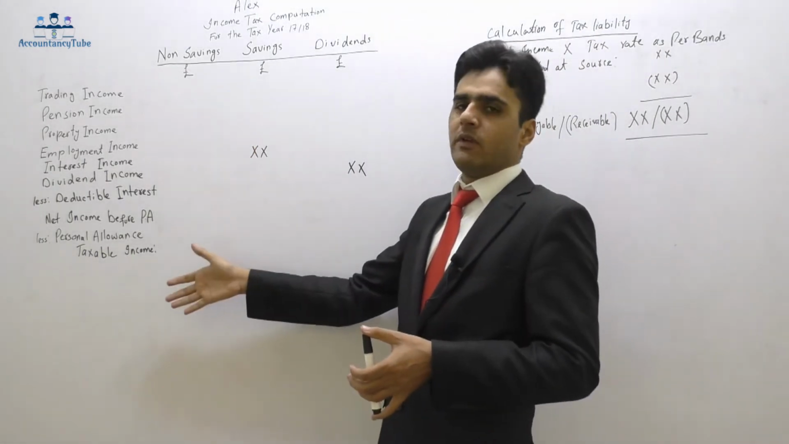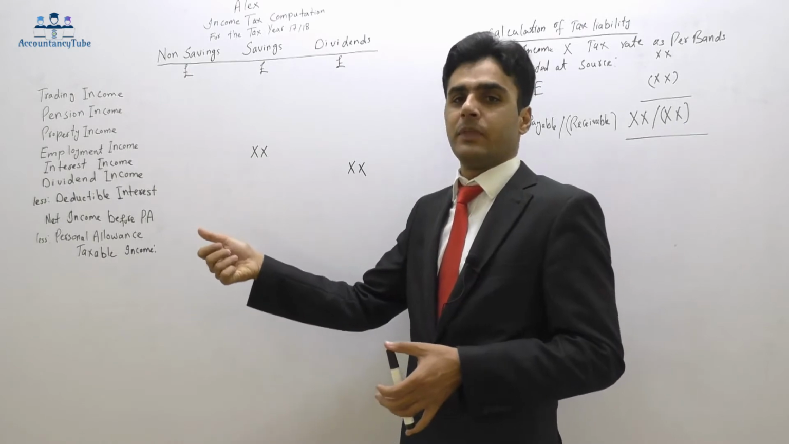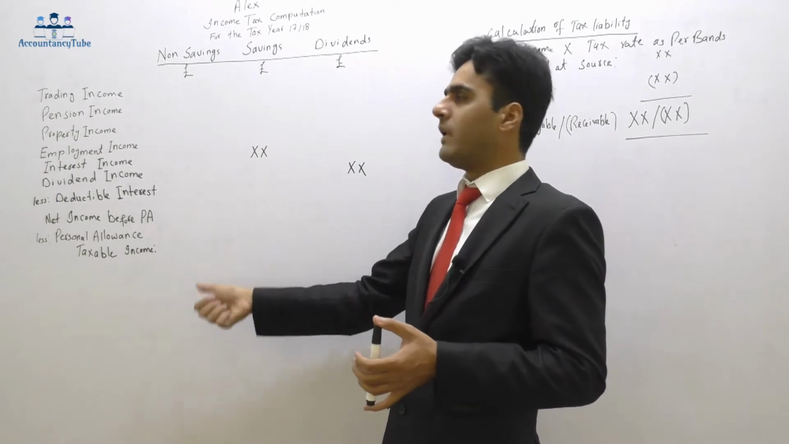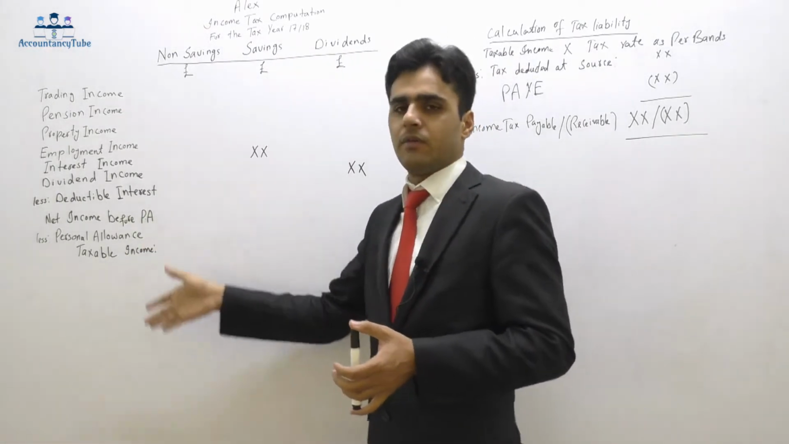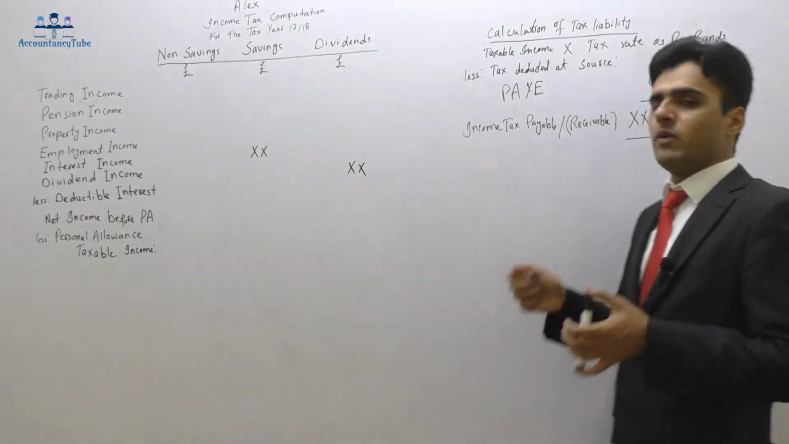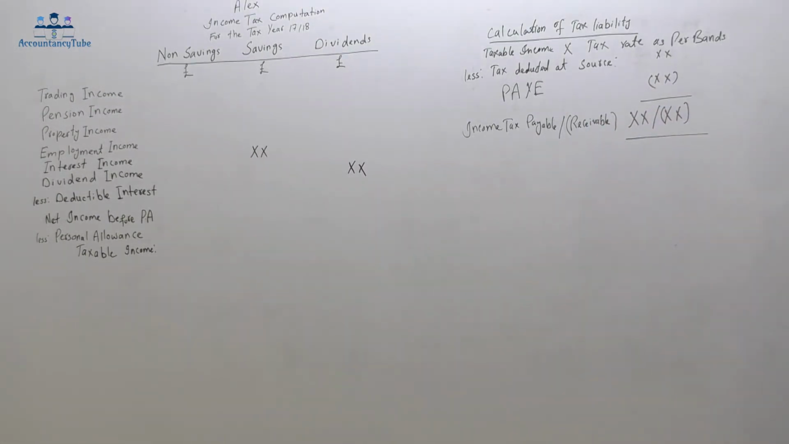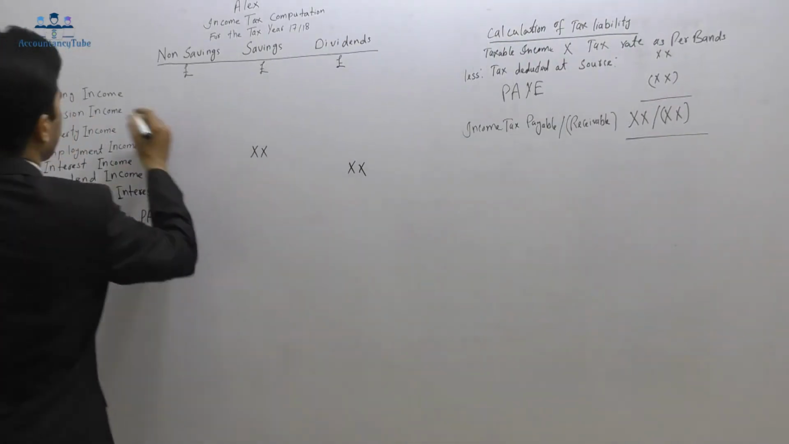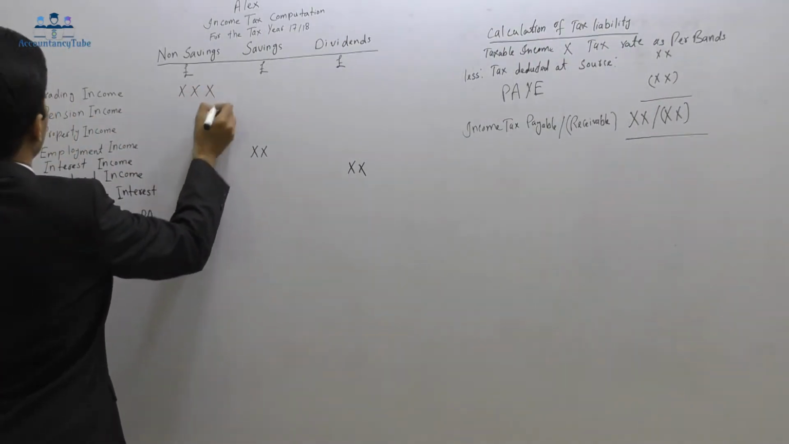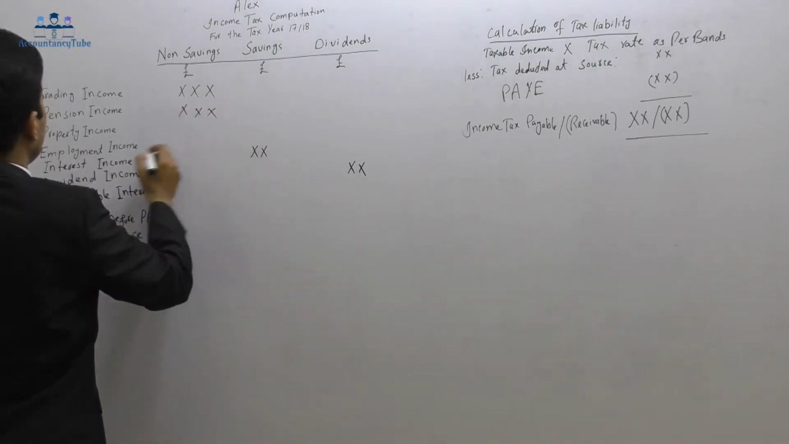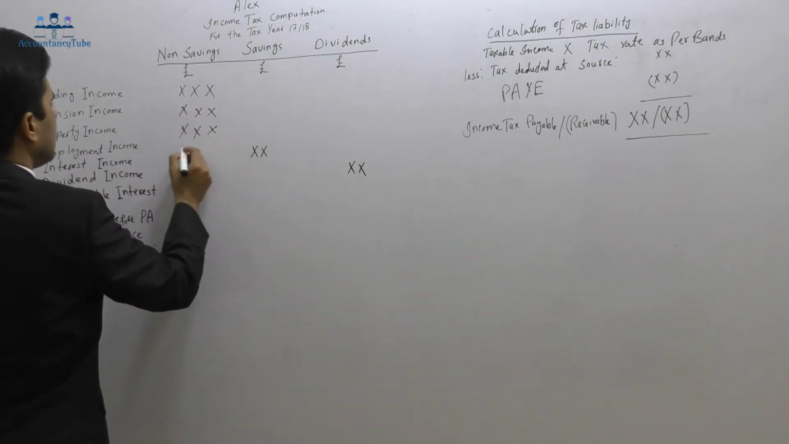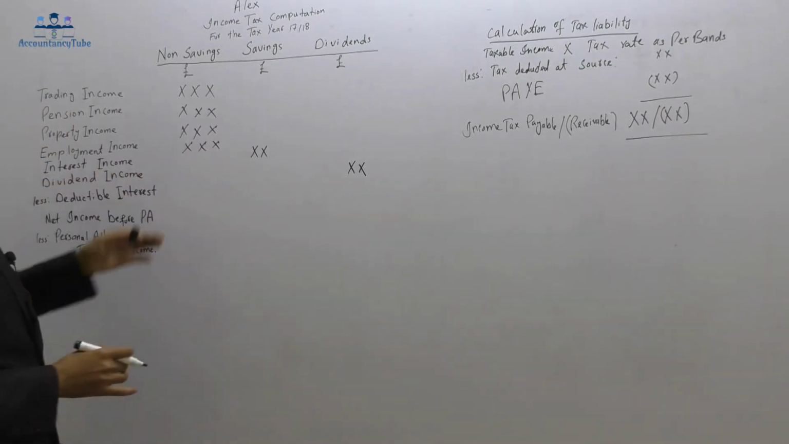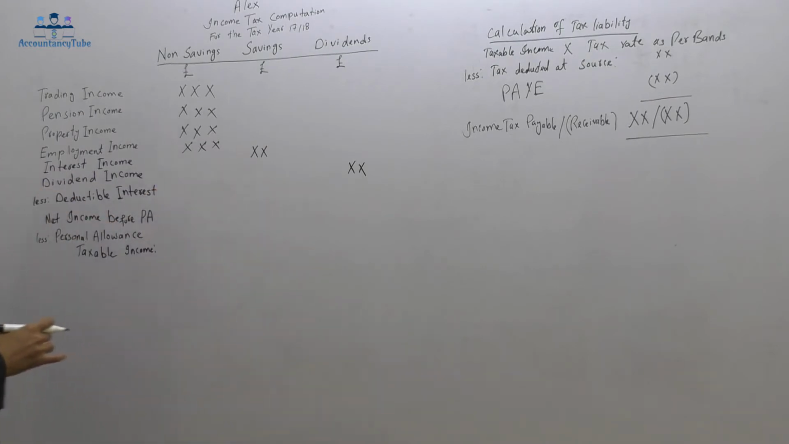The rest of the stuff which is given here will go into the non-savings income. That's so easy. Only dividend will go into the dividend, interest income will go into the savings income. The rest of the stuff will go into the non-savings income. Whatever the source of income is, pension income, trading income, property, employment, everything, all of these will go into the non-savings. Trading, pension, property, employment, and whatnot. Interest income will go into the savings, dividend income into the dividend.